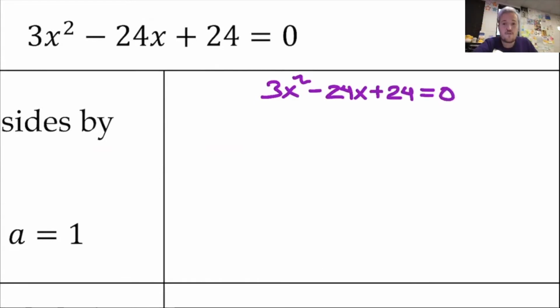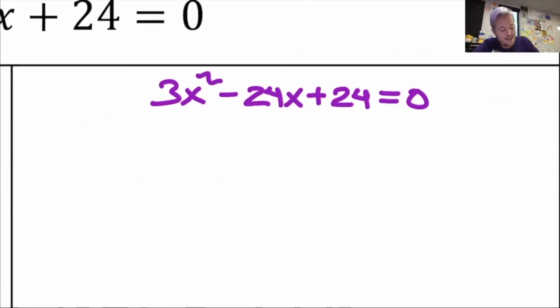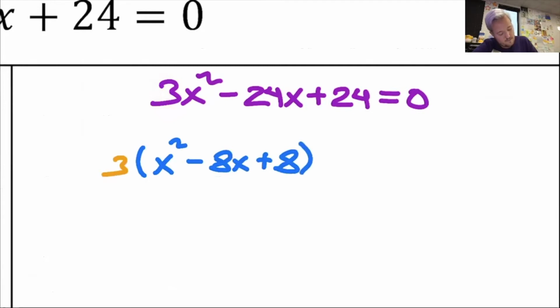All right, so the very first step that we need to do is ensure that our a value is going to be equal to 1. So if you look at your equation here, your a value is 3. So because we're doing 3 times x squared, we need to divide everything by 3. So I'm going to factor out that 3. And when I factor it out, I'm going to have x squared minus 8x plus 8 equals 0.